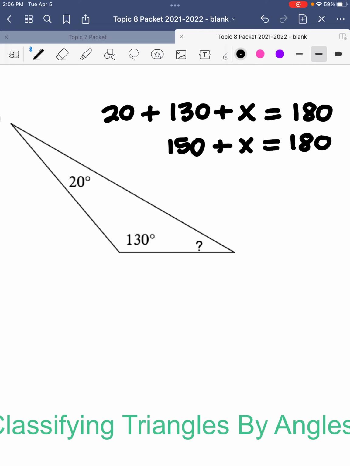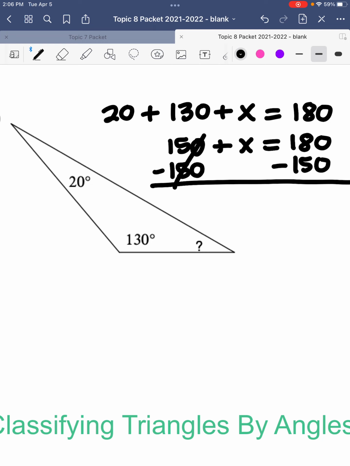Now to get that x by itself, I have to undo this 150, and that's a positive 150, so I undo it by subtracting, and I do that on both sides. So I'm subtracting 150 on both sides. On the side with the x, 150 cancels out, x comes down, it's by itself, and on the other side, I have 180 minus 150, which is 30. So my answer is 30 degrees. That's the missing angle measure.